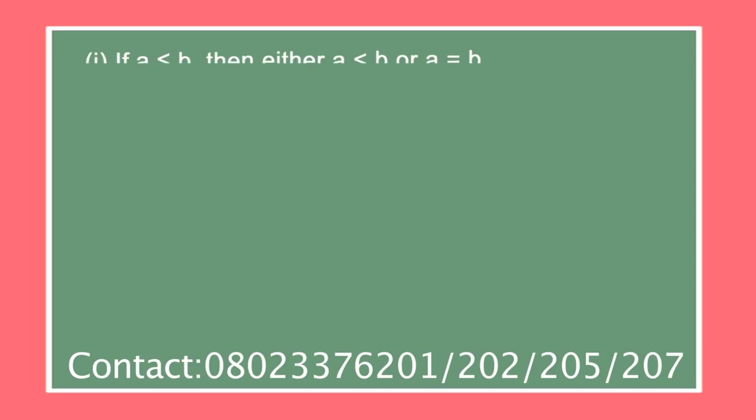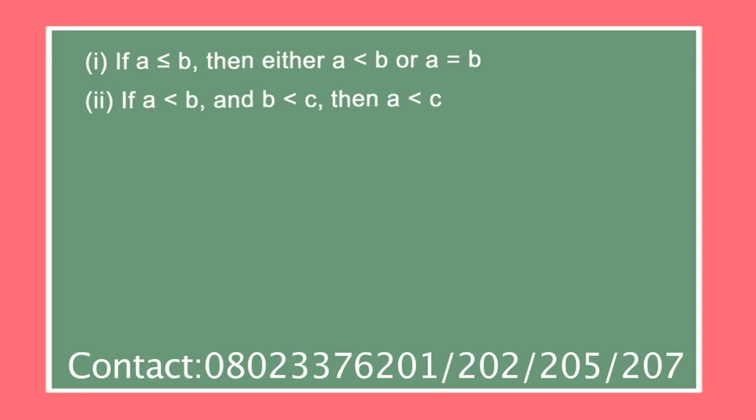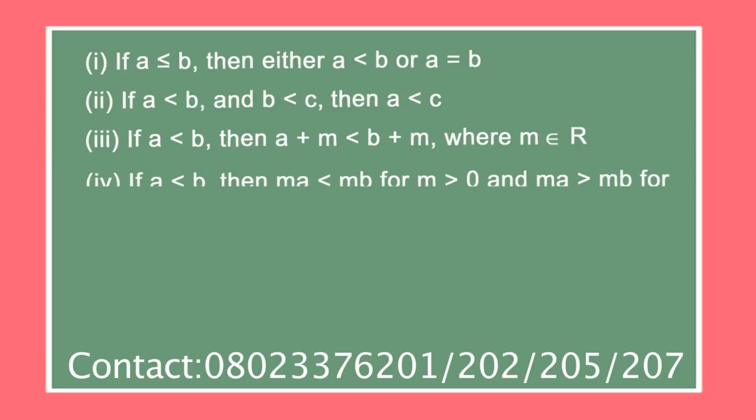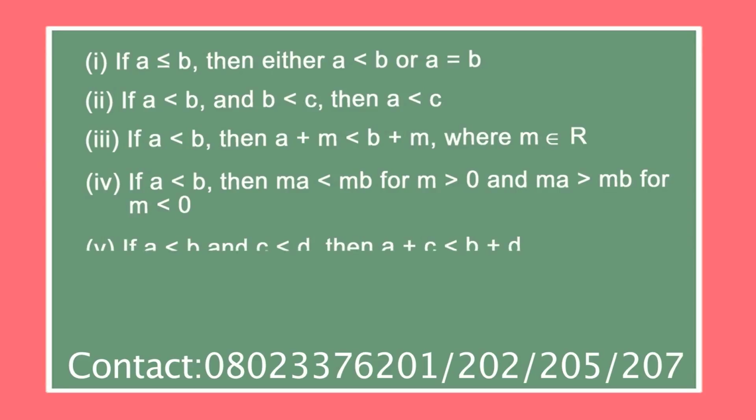A less than or equal to B, then either A less than B or A equal to B. If A less than B and B less than C, then A is less than C. If A less than B, then A plus M is less than B plus M, where M belongs to R. If A less than B, then MA is less than MB for M positive, and MA is greater than MB for M negative. If A less than B and C less than D, then A plus C less than B plus D and A minus D less than B minus C.